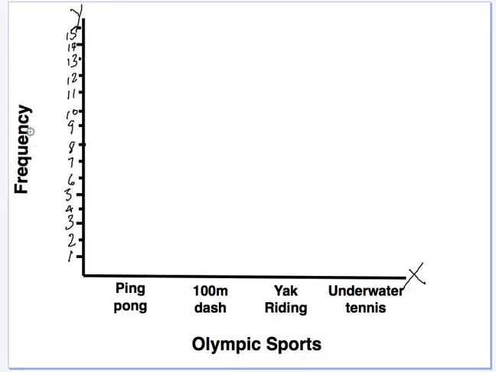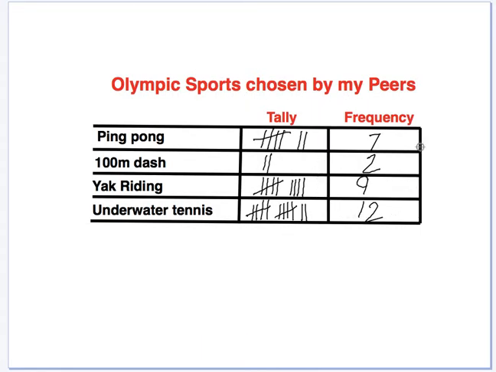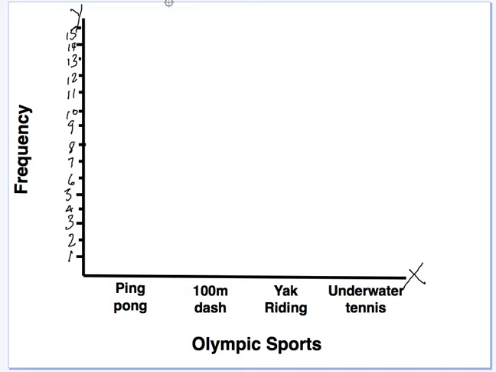The descriptor on the y-axis is frequency, because when I go back here, that's how many times that sport was selected. At the bottom on the x-axis, which I've labeled with X, it's the Olympic sports, the sports that we've chosen.